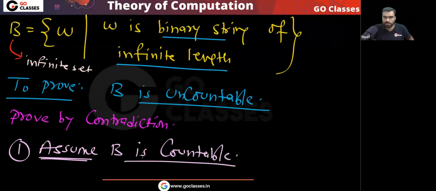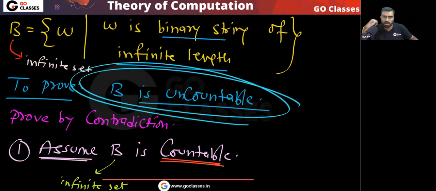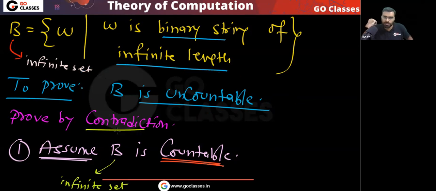Remember, B is already infinite. So assume B is countable. What will happen? You already know that B is infinite. So assume this is countable for contradiction. Remember this point: we want to prove B is uncountable. So we will prove by contradiction. First, we assume B is countable.